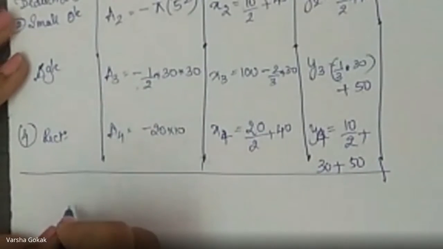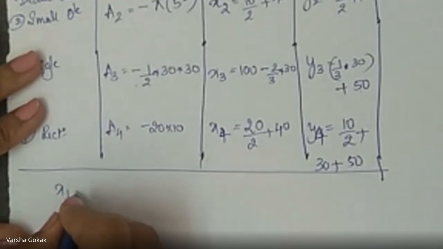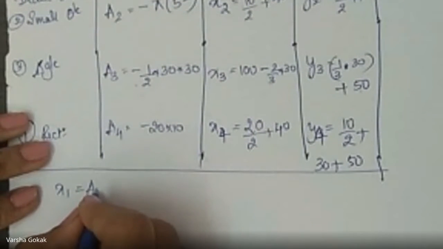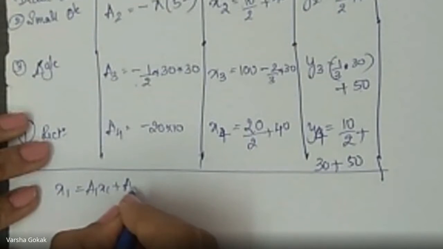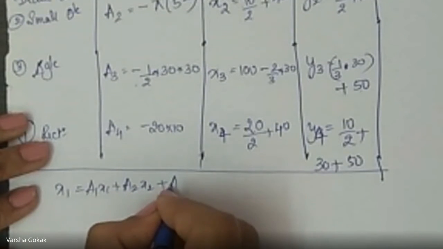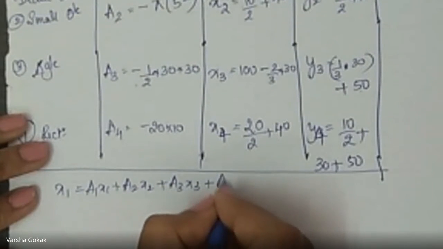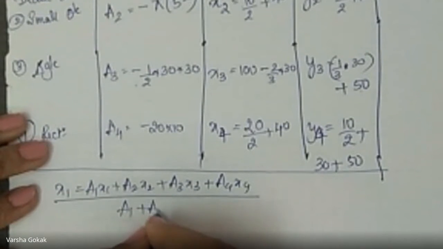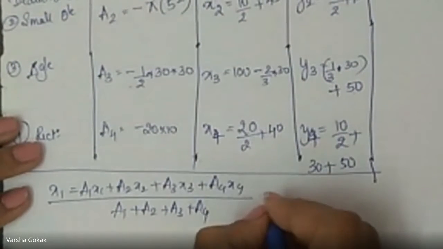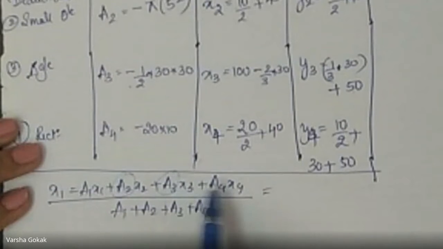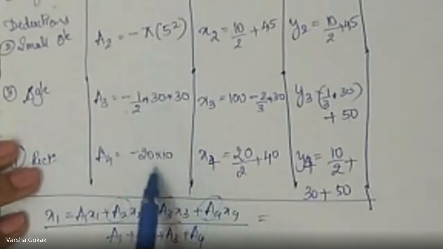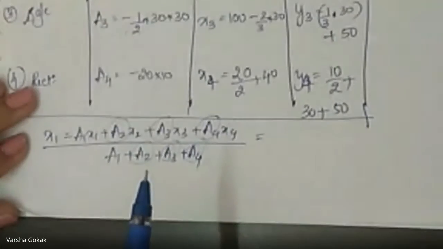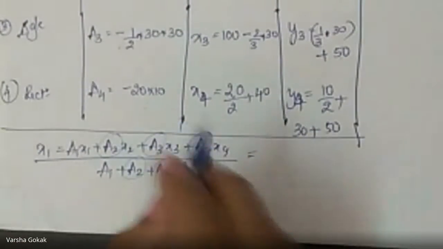Substitute and get me the value of x bar. x bar is a1 x1 plus a2 x2 plus a3 x3 plus a4 x4, the whole thing divided by a1 plus a2 plus a3 plus a4. Correct? Your a2, a3, a4 will go with negative signs. Don't forget the negative sign, or the numerical will go wrong. Okay, get me the value of x bar, please.